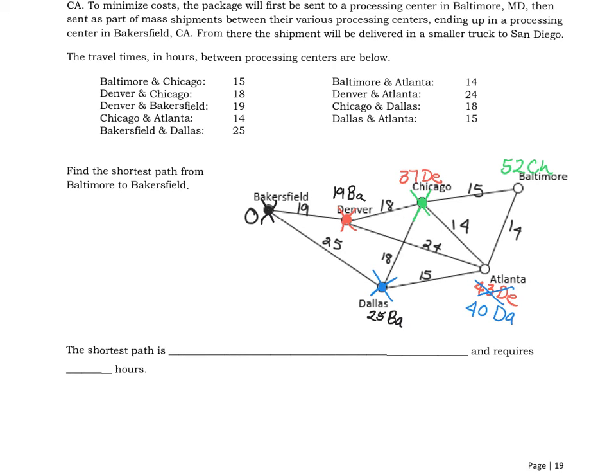So I only have 2 unvisited cities left. Baltimore, which was our point of origin there, okay? And then Atlanta. So I have to look at, will that 40 plus 14 be any better than the 52 that I already have up there in Baltimore? No. So I can mark Atlanta as visited. So I do believe that we have our shortest path. It's going to require 52 hours.